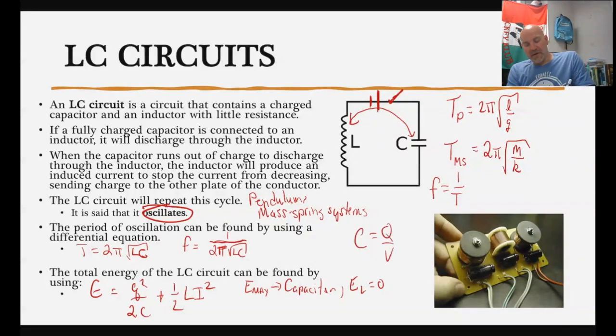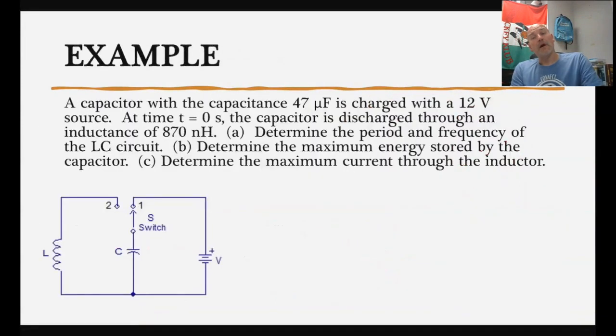And also remember, capacitance is Q over V, because you may have to find charge, just saying. So let's look at an example problem. A capacitor with a capacitance of 47 microfarads is charged with a 12-volt source. At time t equals 0, the capacitor is discharged through an inductance of 870 nanohenries.